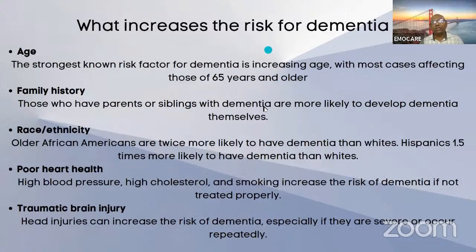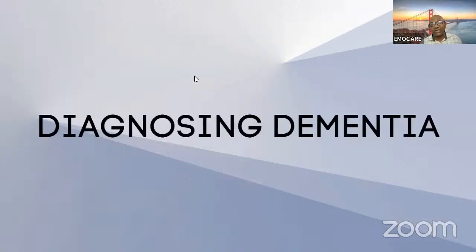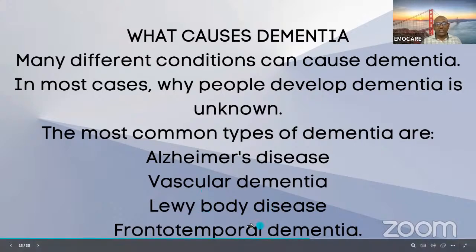So the risk factors are age, family history, race and ethnicity, poor heart health, and traumatic brain injury. These are the risk factors for dementia. So diagnosing, how to diagnose? What causes dementia? Many different conditions can cause dementia. In most cases, why people get it is unknown. The common types of dementia are Alzheimer's, vascular dementia, Lewy body disease, and frontotemporal dementia.